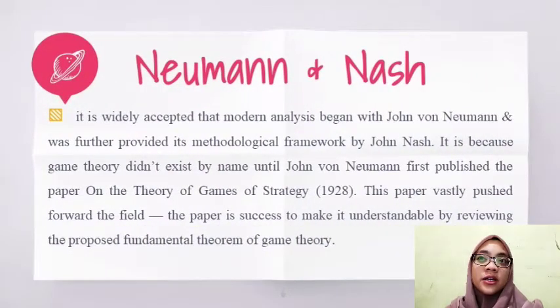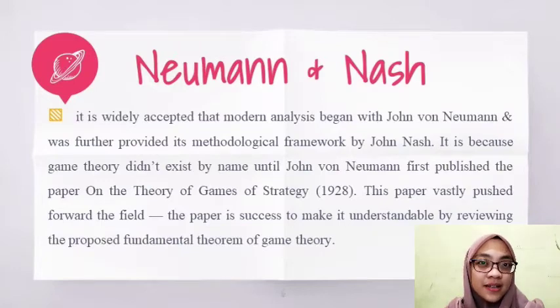Neumann and Nash. It is widely accepted that modern analysis began with John von Neumann and was further provided its methodological framework by John Nash. It is because game theory didn't exist by name until John von Neumann first published the paper on the theory of game strategy in 1928. This paper vastly pushed forward the field.